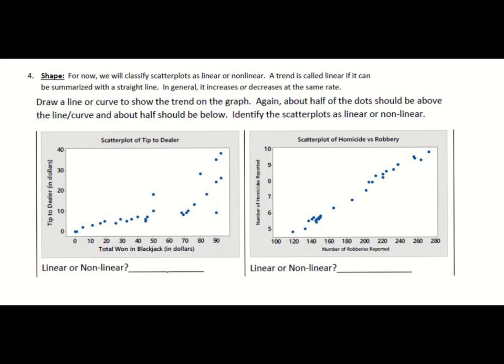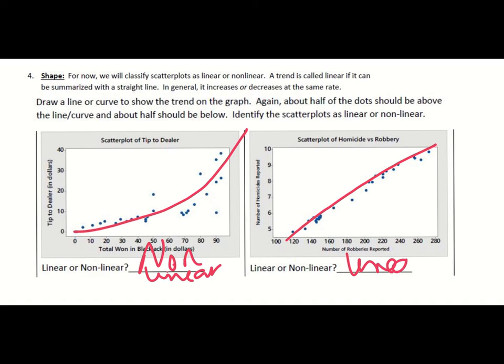So you can see on the graph on the right, this one looks straight. This one more looks like it should be curved. So we're going to call this one nonlinear. We're going to call this linear. So that's the only two classifications we're going to do for these. It's linear or nonlinear.